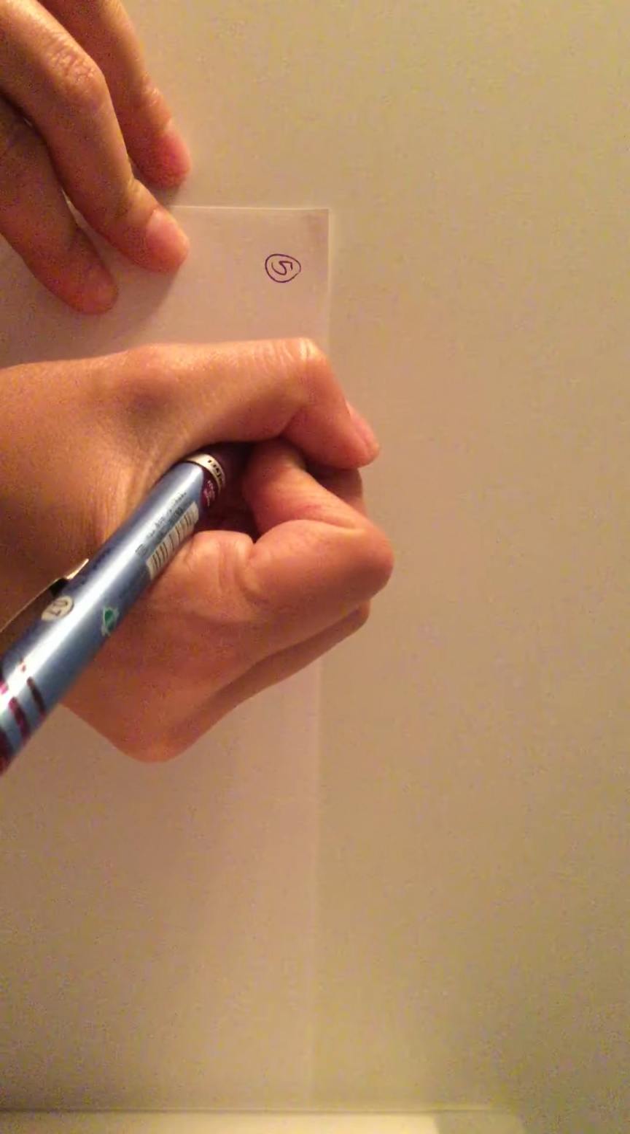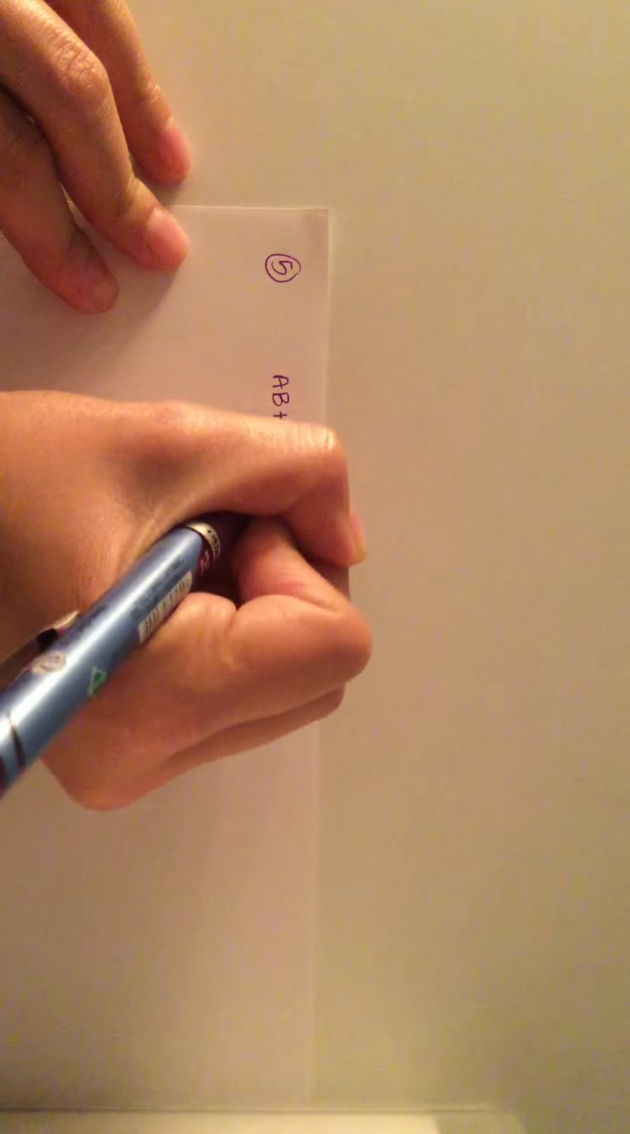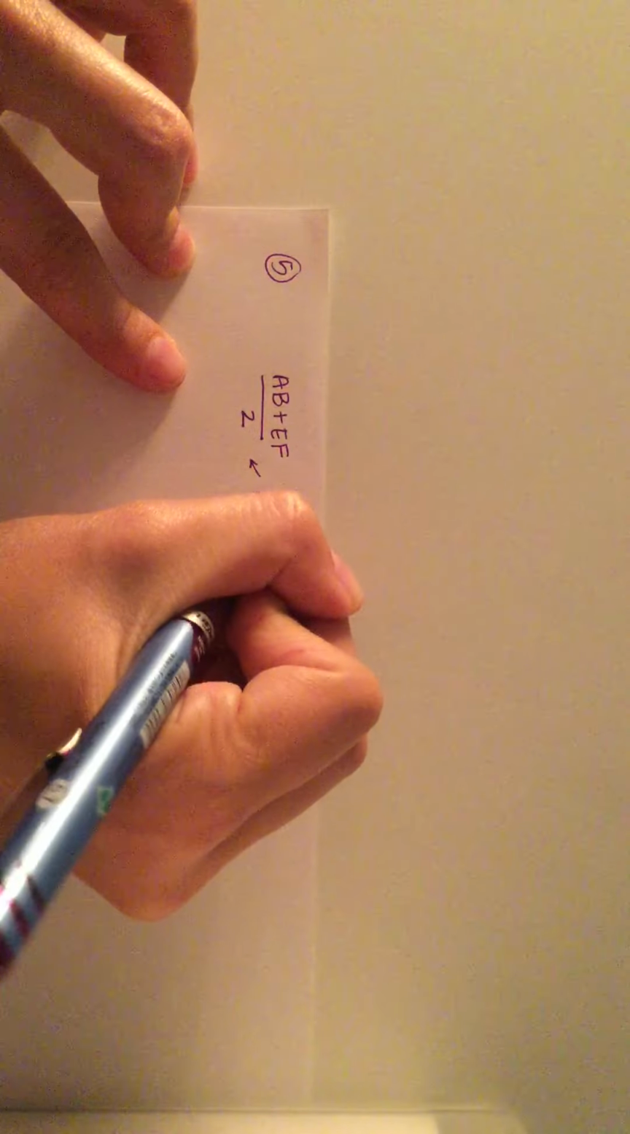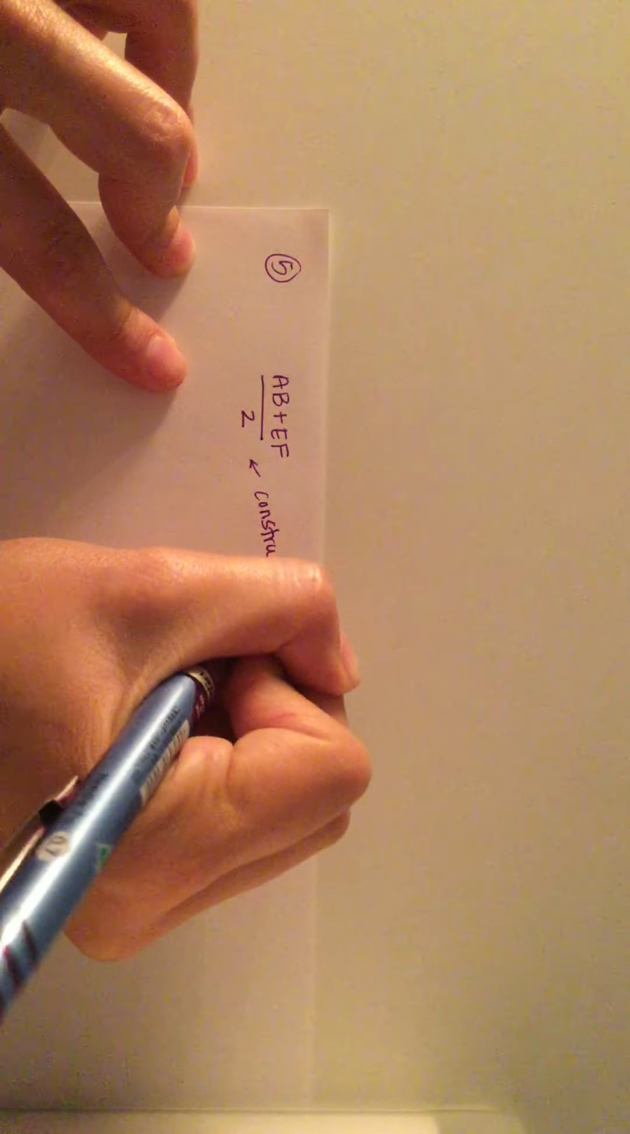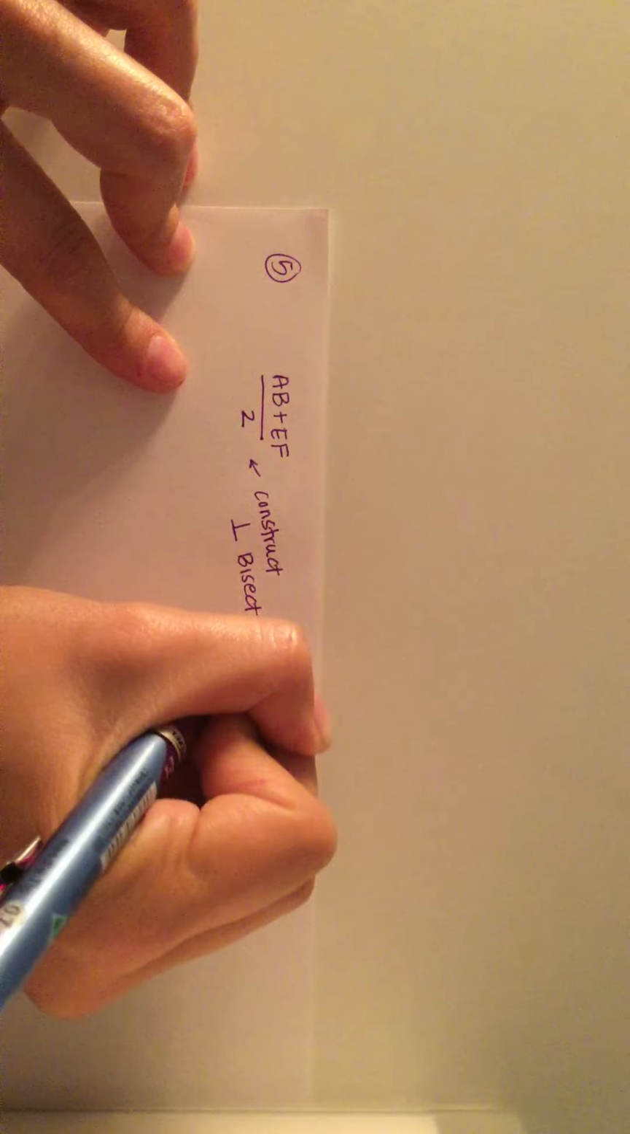All right, number 5, we want to construct MN, where MN is the average of AB and EF. So for number 5, remember that the average is we add up the values and divide by how many values we have. So if I add AB plus EF, that's 2 segments, so I'm going to divide by 2. When I divide by 2, I need to construct the perpendicular bisector, because that will give me 2 equal halves.